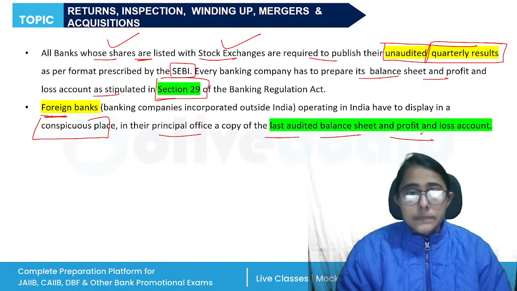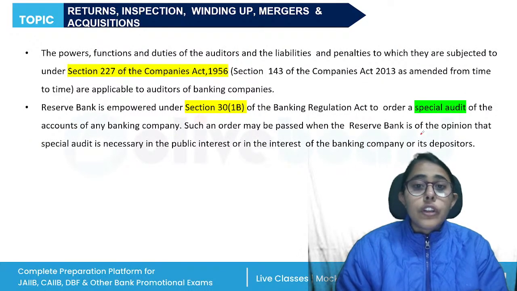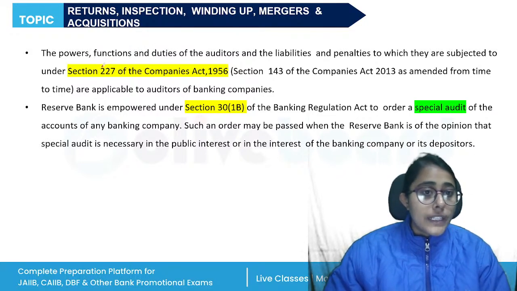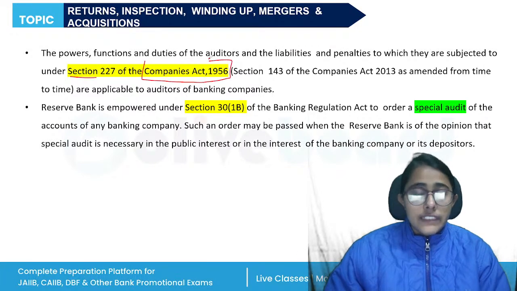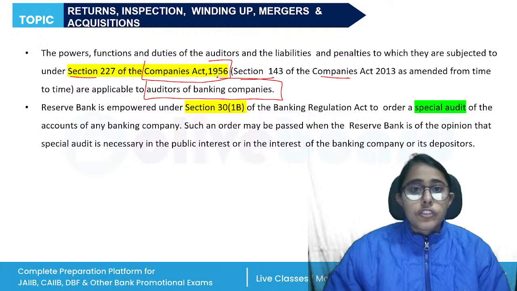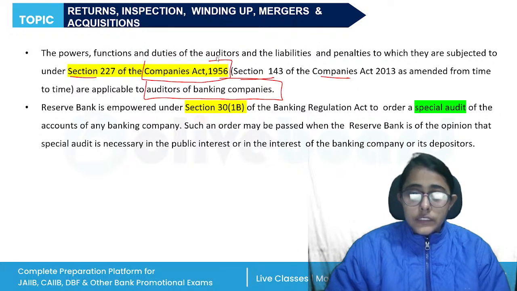Next, the functions, duties, liabilities and penalties of the auditors are given under Section 227 of the Companies Act 1956, or Section 143 of the Companies Act 2013. It is applicable to the auditors of banking companies also. So who is going to conduct the audit? The audit and the auditors.